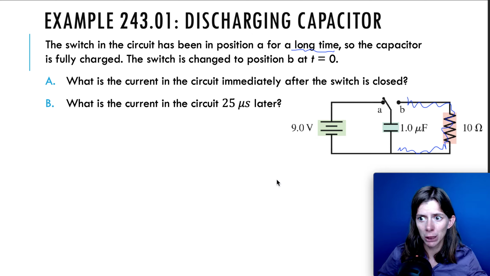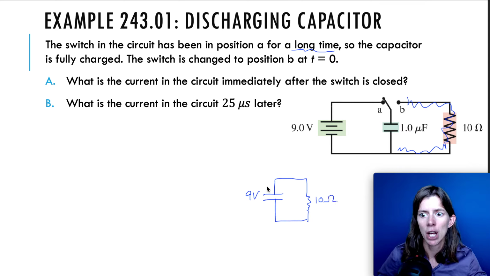So if we draw a picture for this, we now have the capacitor, which has the full 9 volts on it, now connected at B. So this is closed here. We have our resistor, and we have our capacitor. Now that the capacitor is fully charged, it is going to discharge through the resistor.